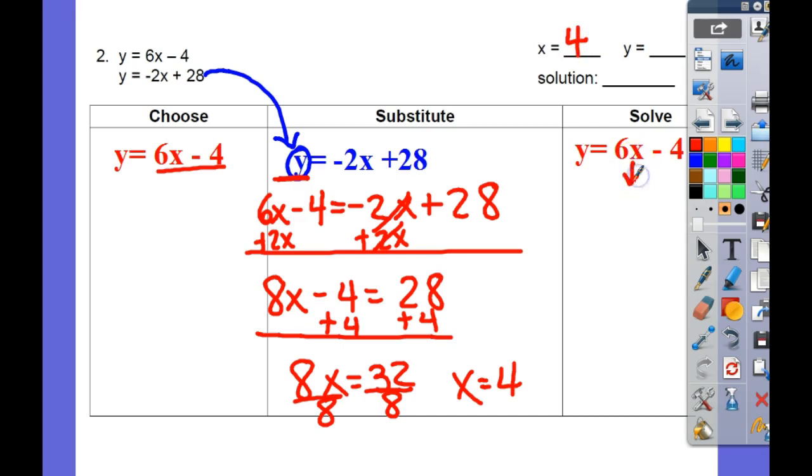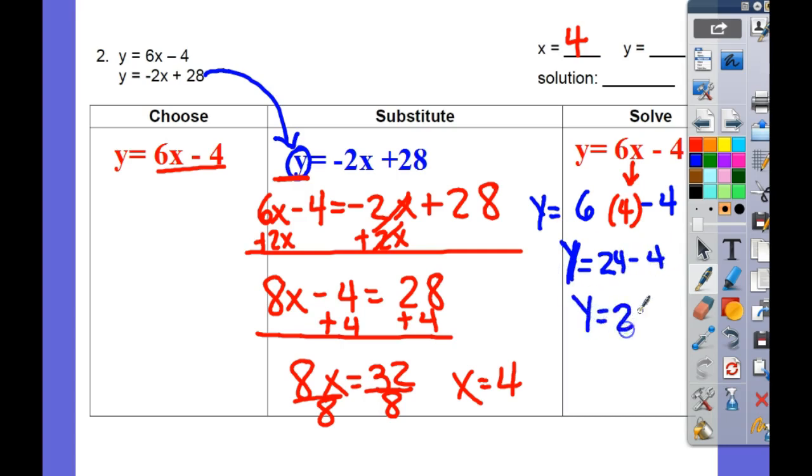Now, in place of this x, I'm going to substitute that 4 that I just found. In the 6, in place of the x, I put a 4, and that's the minus 4 at the end. Solve this for y. I already have x. 24 minus 4, so y is equal to 20. The solution point is (4, 20).